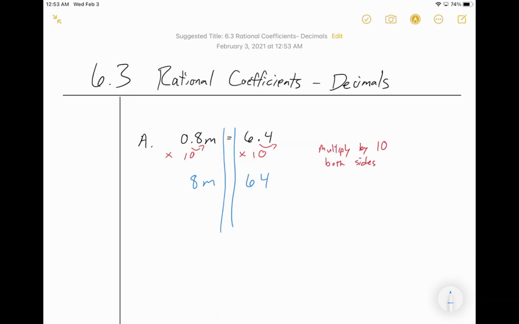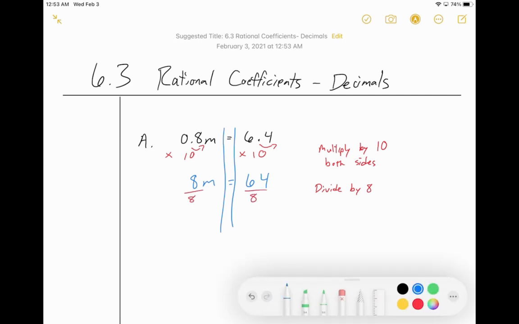And now you've got kind of an easy problem. Say, oh, 8m equals 64? I can do that. That's not a problem. The next step I'm going to do, of course, is that I see that I'm multiplying by 8, so I'm going to divide by 8 on both sides. I'll use the fraction bar this time. And so my final answer is m is equal to 64 divided by 8, which is 8.